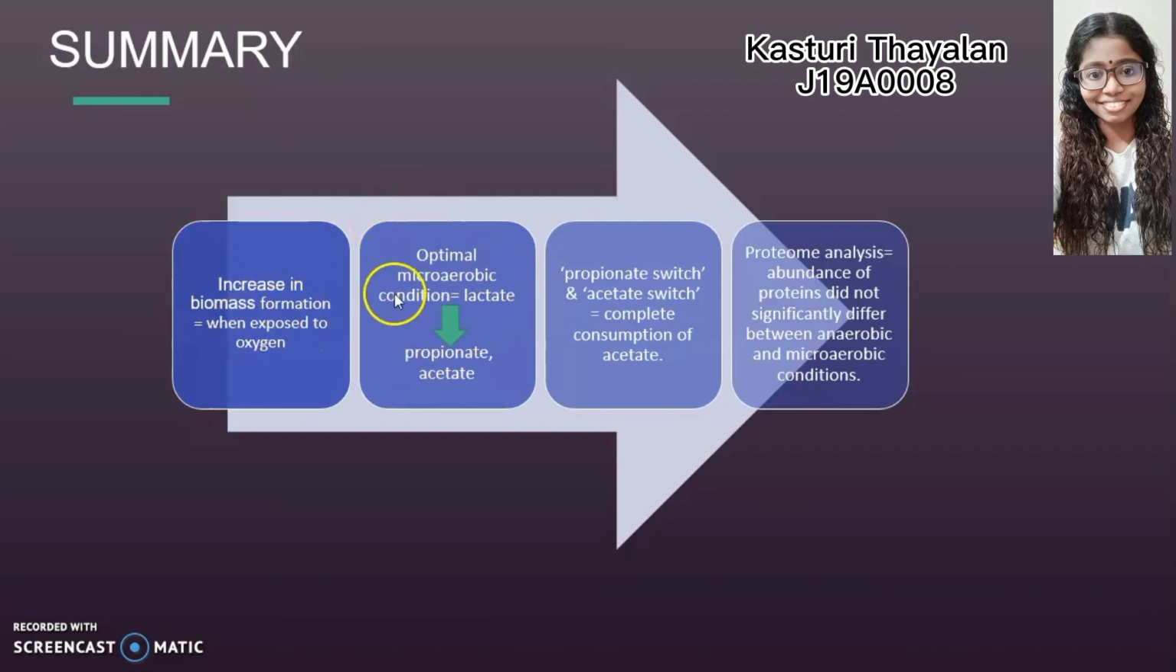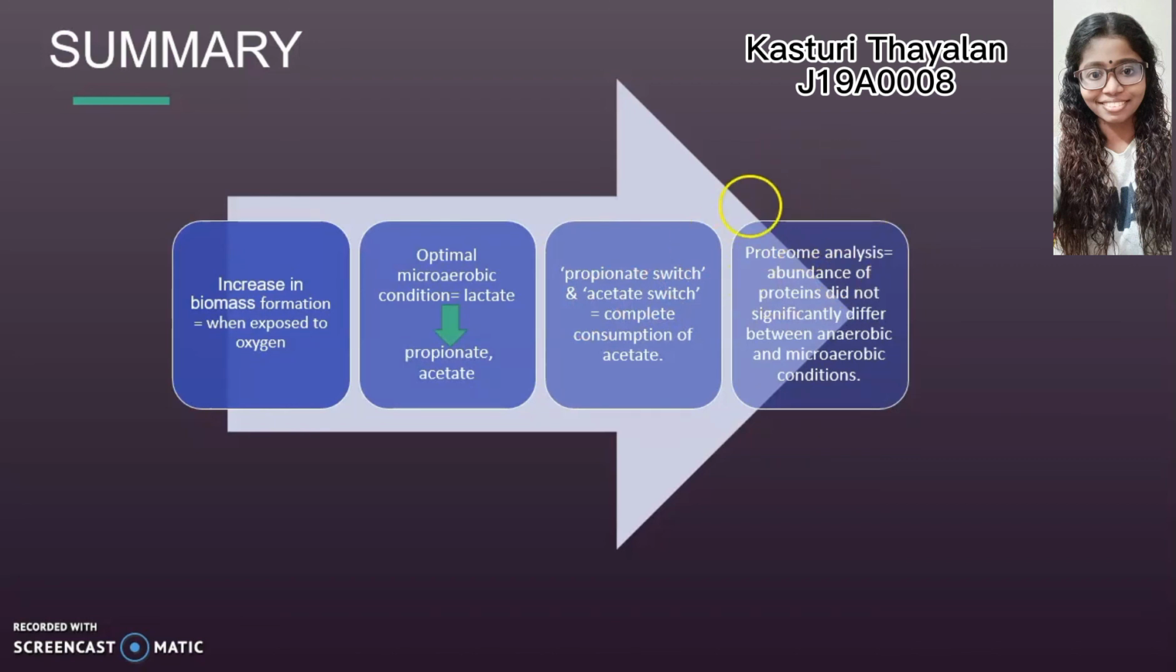So when using an optimal microaerobic condition, Propionibacterium freudenreichii consumes lactate to produce propionate and acetate initially. When lactate was depleted, propionate was oxidized to acetate. So we propose to name the switch from propionate production to consumption in a microaerobic condition the propionate switch. When propionate was depleted, it is known as the acetate switch. It results in complete consumption of acetate and production of carbon dioxide. Both growth rate on lactate and biomass yield increase compared to anaerobic condition.